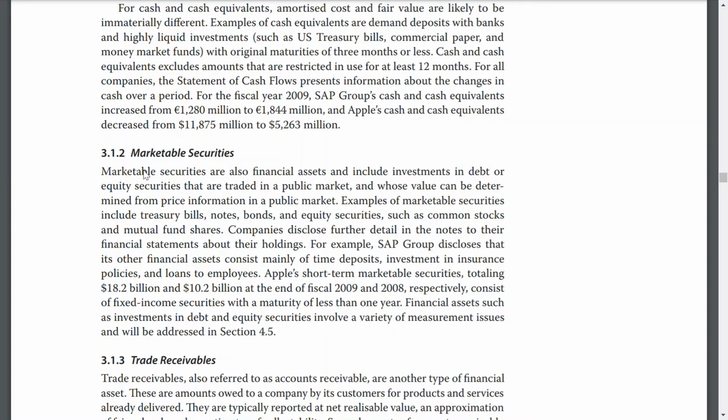For example, SAP Group discloses that its financial assets consist mainly of time deposits, investments in insurance policies, and loans to employees. Apple's short-term marketable securities, totaling $18.2 billion and $10.2 billion at the end of fiscal years 2009 and 2008 respectively, consist of fixed income securities with a maturity of less than 1 year. Financial assets such as investments in debt and equity securities involve a variety of measurement issues, which are addressed in section 4.5.